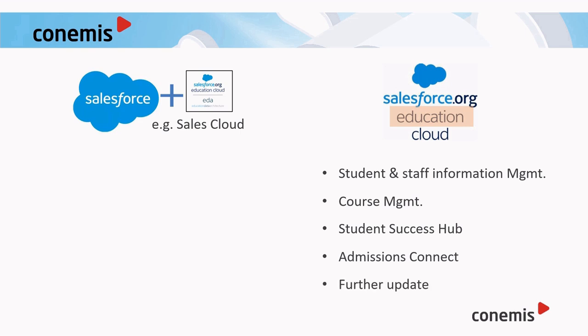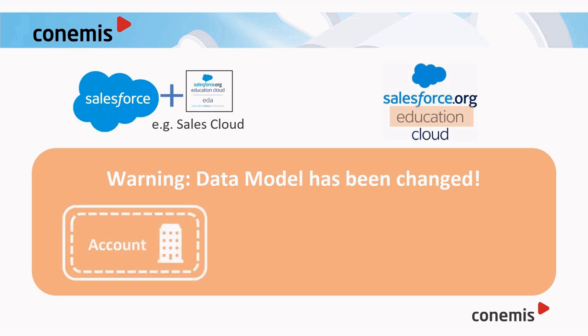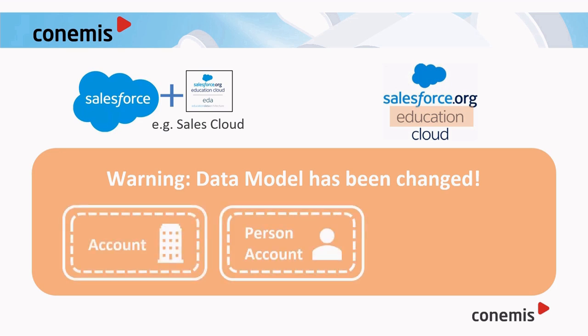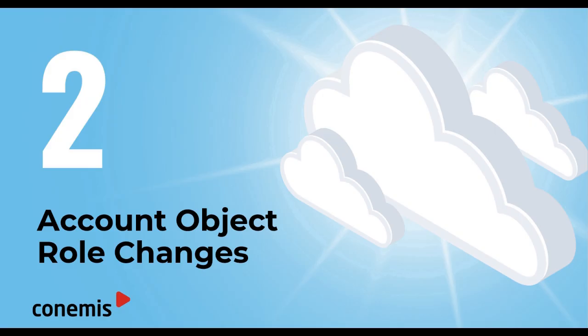However, EDC's data model has several structural changes for greater efficiency. Key differences include updates to the account object's role, the introduction of person accounts, and changes to the course management data model. In the next sections, we'll take a closer look into these key updates and what they mean for your institution.